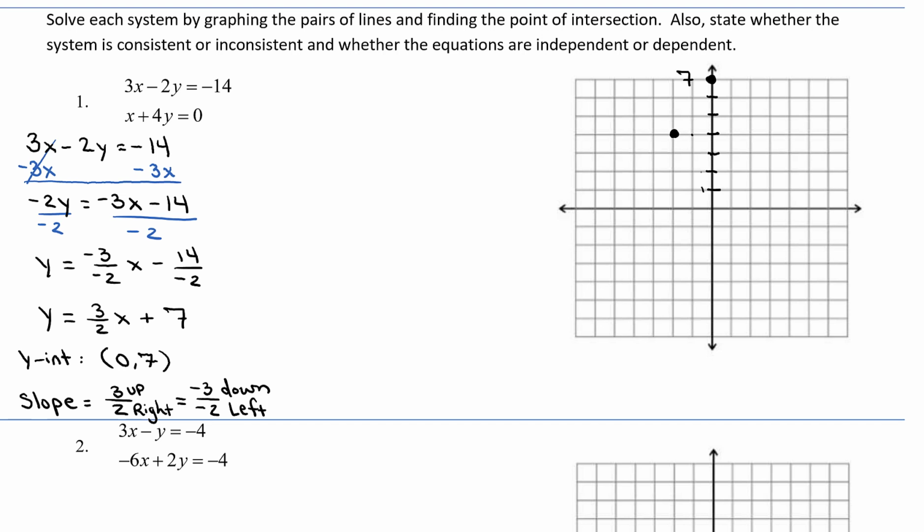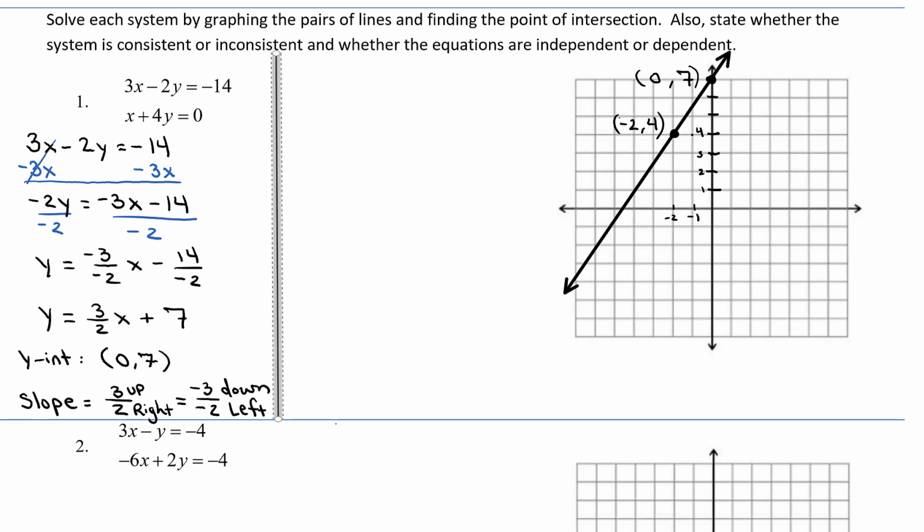So that's what I'm going to do. So that's going to land me right here. If I go down 3 units and then over 2 units to the left, I will be at (-2, 4). So I'm going to go ahead and also label my y-intercept (0, 7) and draw my line that extends through both of those points. So this is the line that represents that equation, 3x minus 2y equals negative 14, or the way I wrote it, y equals 3/2 x plus 7.